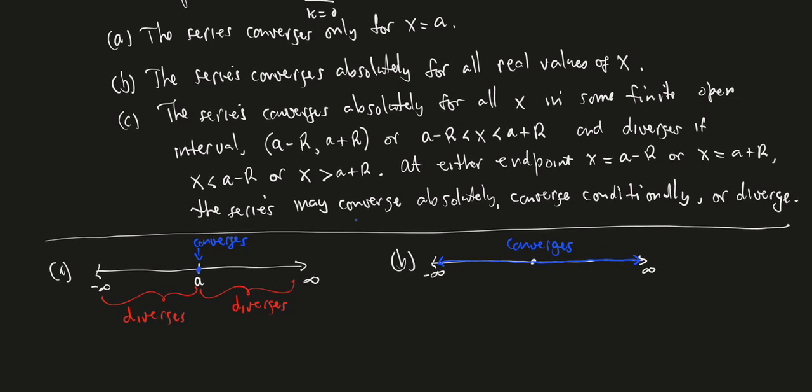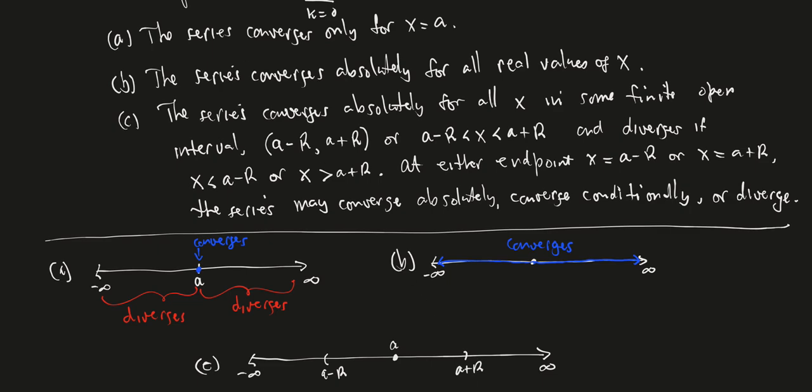Part C is referring to kind of an in-between. So again, here's our number line. This is for part C. We're going from negative infinity to positive infinity. There's our center. And now we have this sort of mysterious interval. And so here is A. So here is A minus R, and here is A plus R.